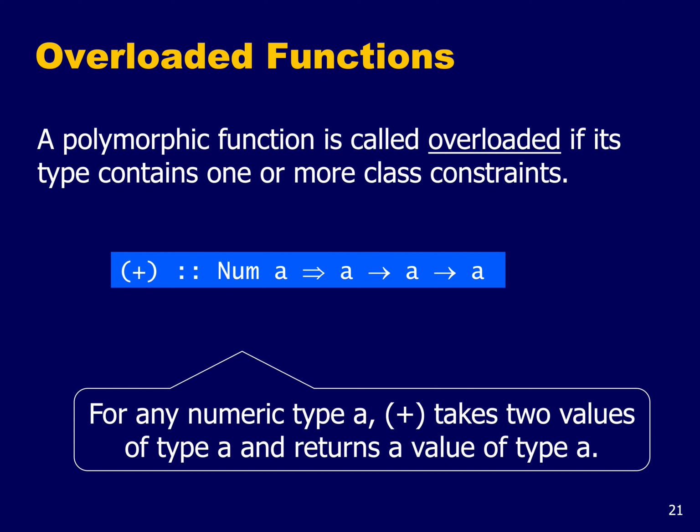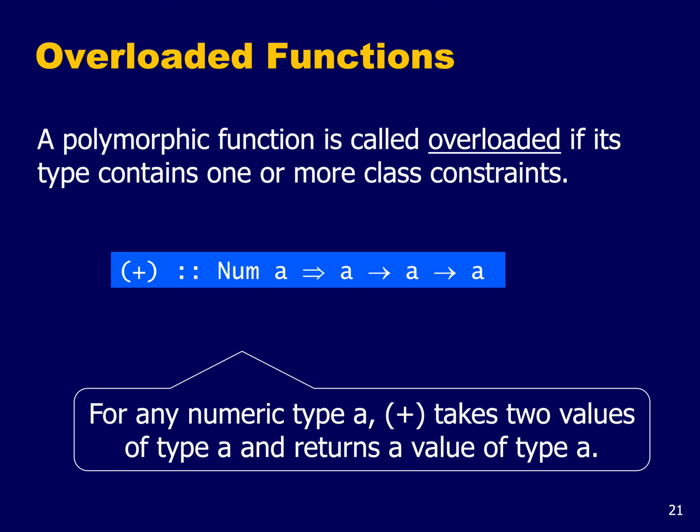So the last thing we're going to look at today is the idea of an overloaded function. And the idea is that a polymorphic function is called overloaded if its type contains one or more class constraints. So in the blue box here we have a simple example of this. This is the type for the addition function in Haskell, and I haven't hidden anything from you here at all. This is the exact type of the addition function as you'll find it in the standard library. So let's understand what's going on with the type.